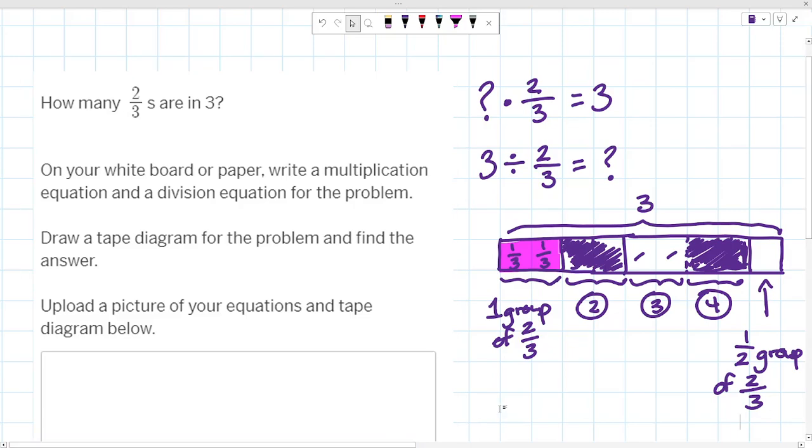So what's the answer to the question? How many 2/3 are in 3? Well, we have 1, 2, 3, 4.5 groups of 2/3 in 3. So the answer to this question would be 4.5.